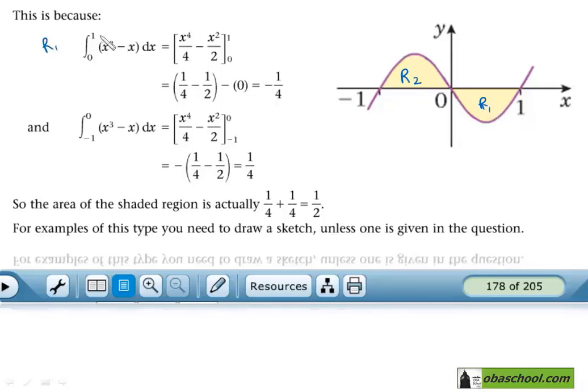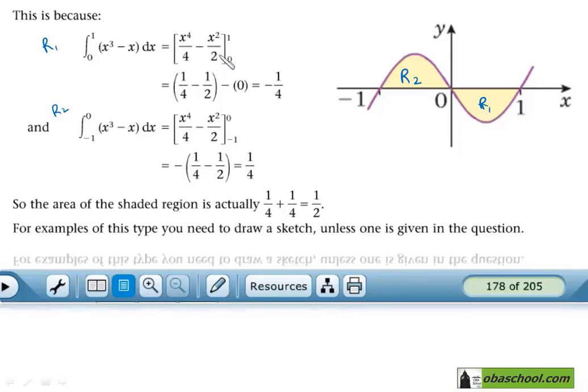In region 1, the integral was from 0 to 1, so they only calculated for this part and the answer was minus 1 over 4. However, we changed the answer to positive, so 1 over 4. Now for region 2. Integral y dx, where the x starts from minus 1 and ends at 0. So they divided the curve. A part that is below the x-axis, the answer was negative and they changed it to positive.